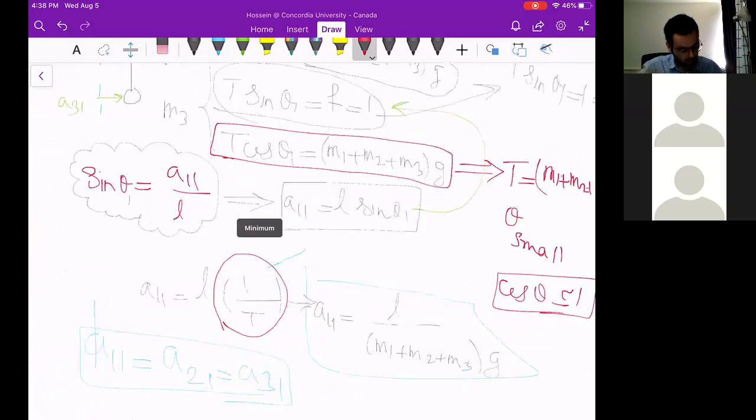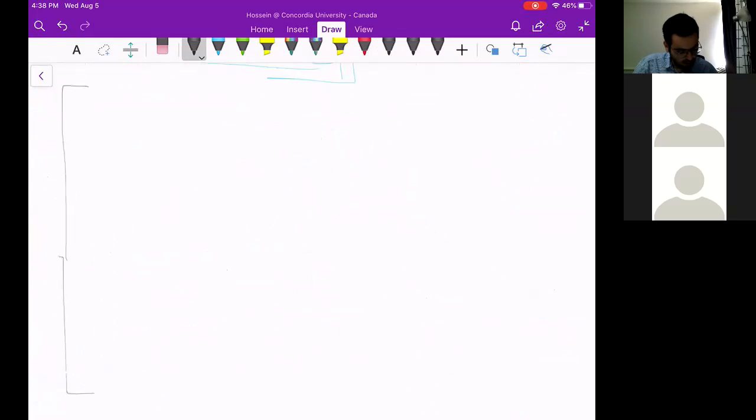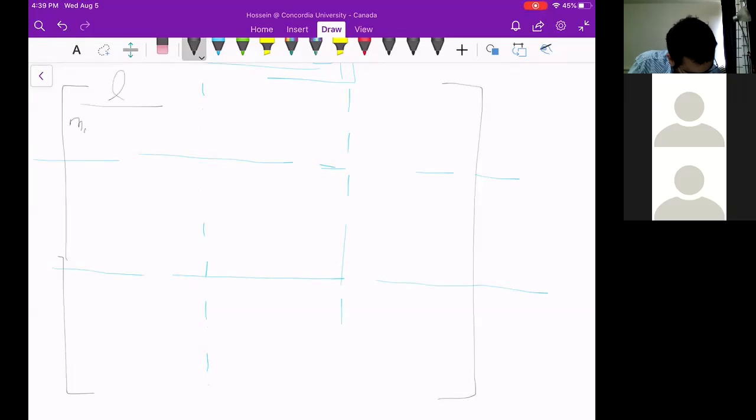It is better to fill out the matrix before going to solve the second column. So A11 is the same.